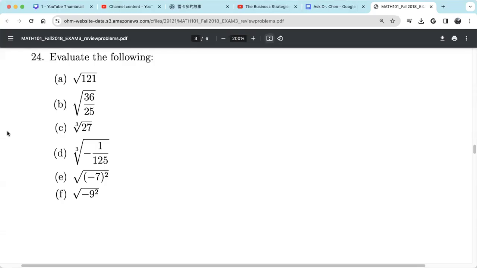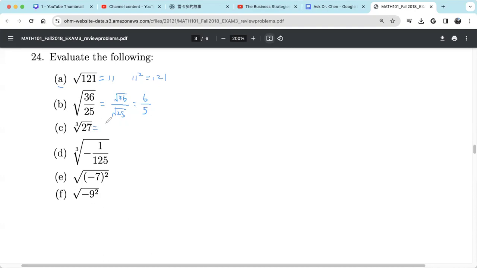Okay, let's see question 24, square root. So the square root of 121, that's 11, right? Because 11 squared equals 121. So the square root of 121 equals 11. And this one can be written as the square root of 36 in the numerator, the square root of 25 in the denominator. So the square root of 36 is 6, the square root of 25 is 5.